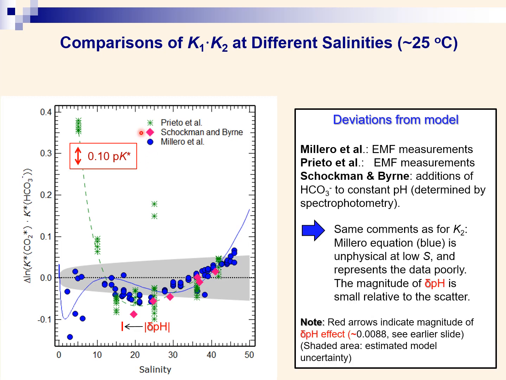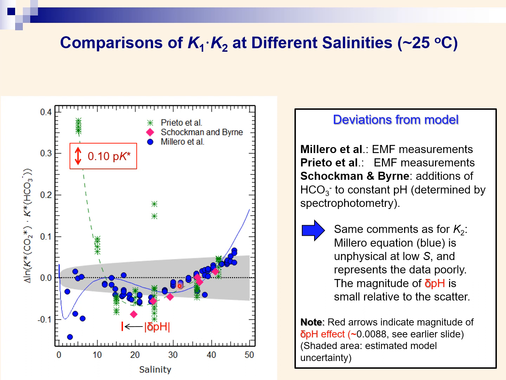Last, in magenta, we add the recent results of Schockman and Byrne, determined by a quite different method, additions of bicarbonate until an invariant pH is obtained, and that pH is determined by spectrophotometry. And we can see, looking on the plot here, there is rather good agreement with the work of Millero and of Prieto et al. over the common salinity range.